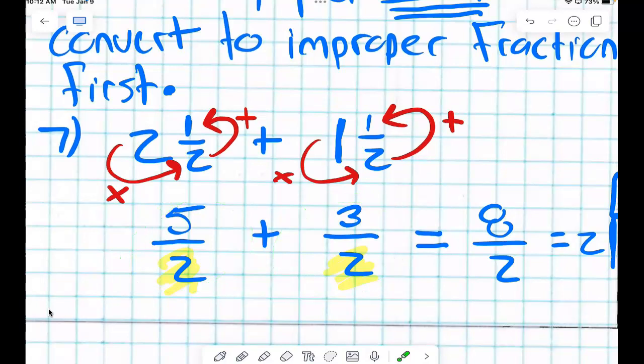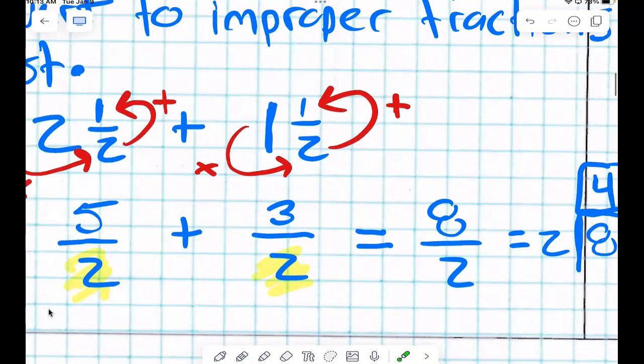Yes. What do we do next? The denominators are the same, so therefore we can add them together, right? Yes. Okay, and is this a final answer right here? No. That's not a final answer.